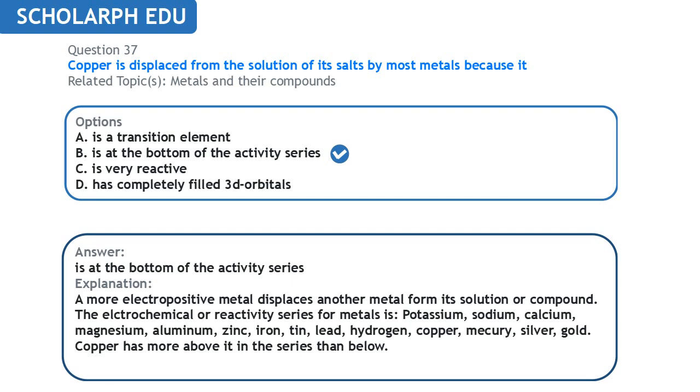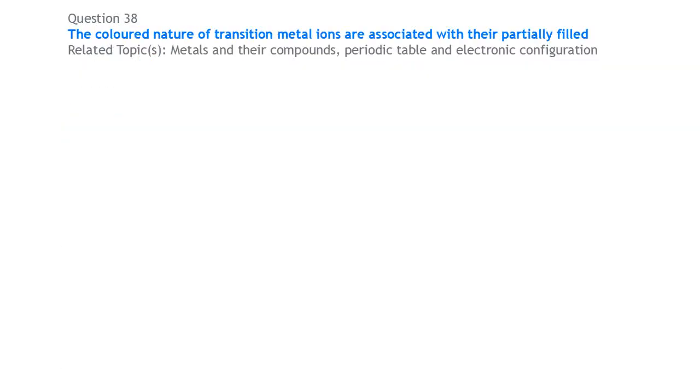The activity series is the series of metals from the most reactive to the least reactive. If you look at that series here, you have potassium, sodium, calcium, magnesium, aluminum, zinc, iron, tin, lead, hydrogen. You see that copper is way down in the series. That's why most of these metals before it will displace it from a solution of its salt. So copper has more metals above it in the activity series; it is close to the bottom of the activity series.